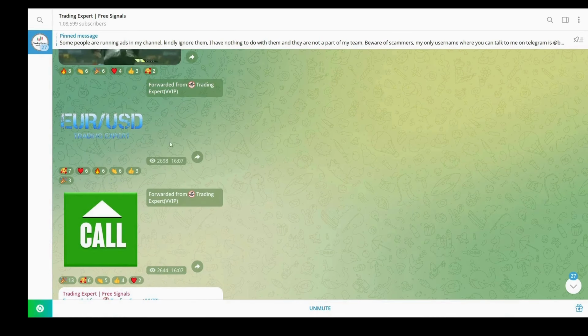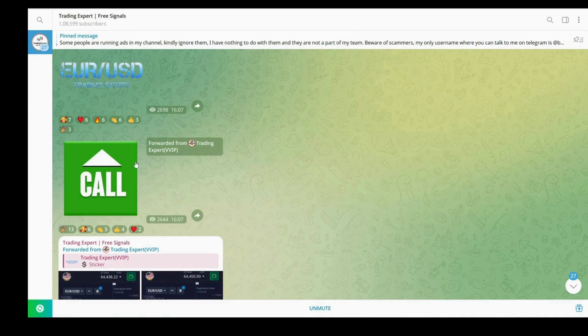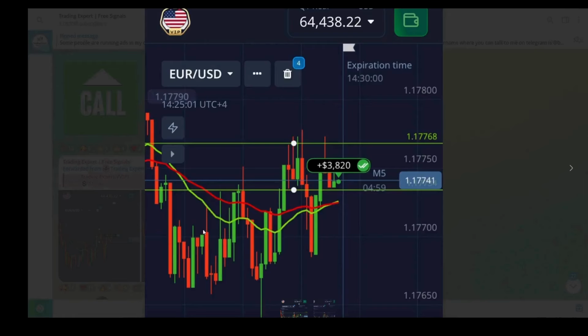Next, let's move on to the second trade, which we provided in the VIP group on EUR/USD for the call side. You can see there was a clear support level. The red candle showed weakness near the support, which is why we provided a buy signal. This trade also resulted in a win.